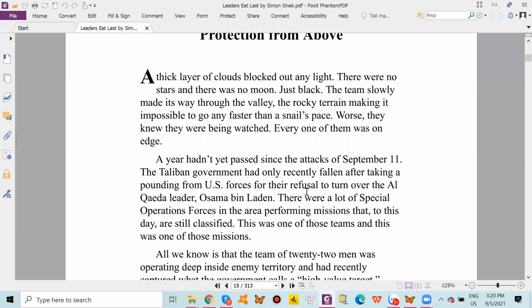So right here we have the phrase "after taking a pounding from US forces for their refusal to turn over." Như vậy khi mà mình phóng một cái tên lửa hoặc là mình cử ai đó ra chiến trường và mình không rút lại cái order của mình, cái lệnh của mình đã ban ra đó, thì người ta sẽ gọi là I cannot turn over the order, I cannot withdraw my order, I cannot take back my order. Như vậy refusal to turn over the Al Qaeda leader.